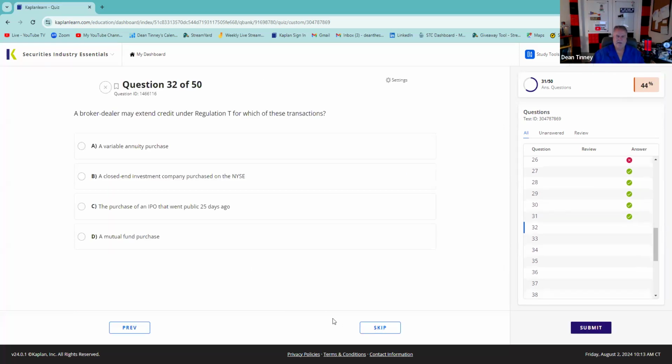A broker-dealer may extend credit under Reg T for which of these transactions? Kind of a weird question, but I like it at the end of the day.